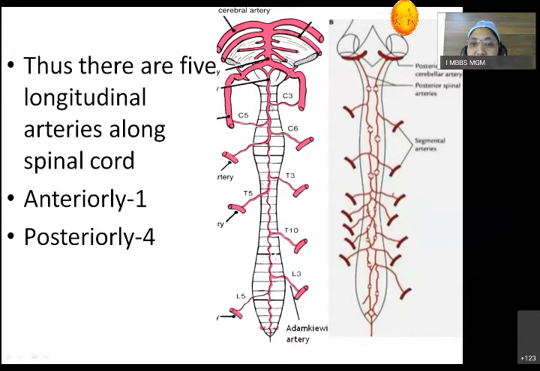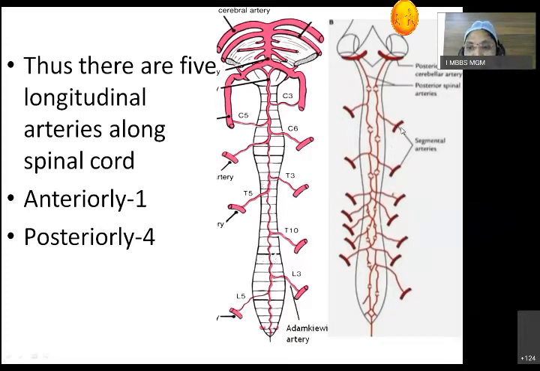If you see the diameter of these spinal arteries, it is very small. So the blood flowing through these spinal arteries is not sufficient to provide nutrition to the entire spinal cord. And that's why it is reinforced. Both the anterior and posterior spinal arteries are reinforced by the segmental arteries. So here you can see anteriorly the segmental artery is reinforcing the anterior spinal artery. Similarly, posteriorly also, they are reinforced by the segmental arteries.